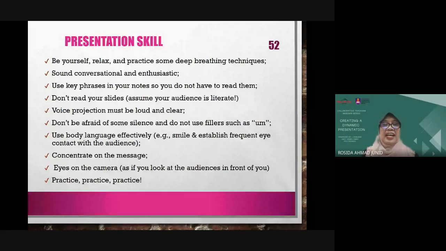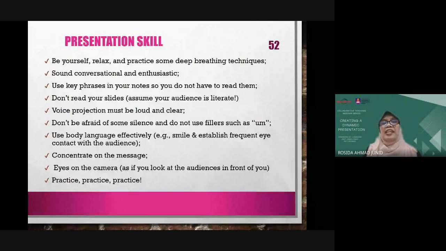And just relax. Okay? And practice some deep breathing techniques before you go for your presentation. Some deep breathing techniques are also to get rid of your stage fright. Okay, you're afraid on the stage, right? So do some breathing techniques.